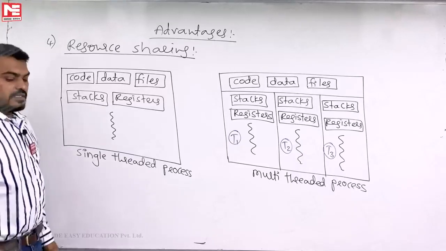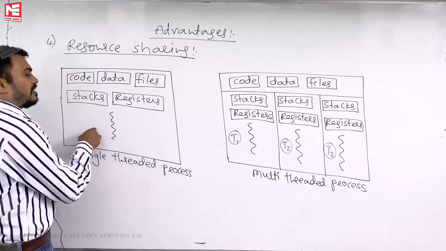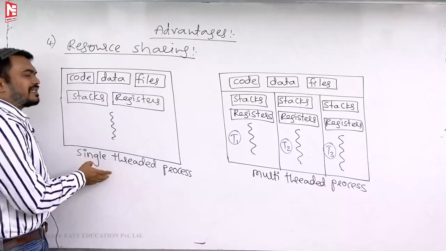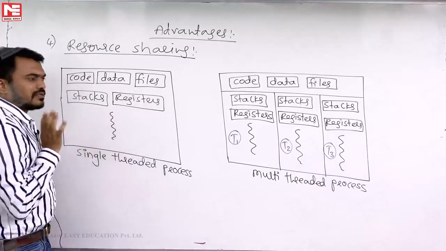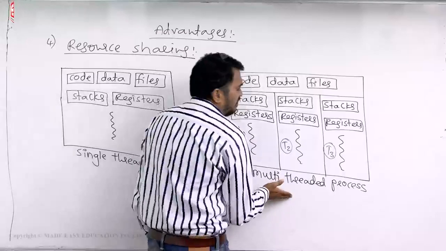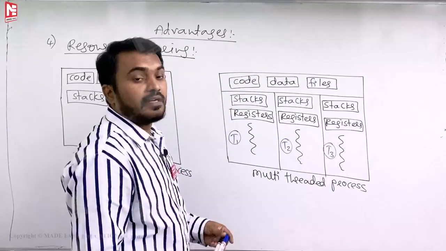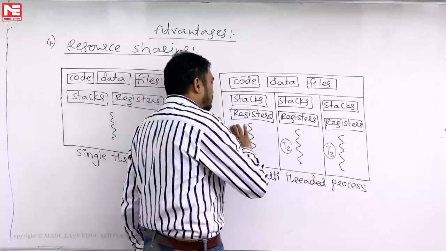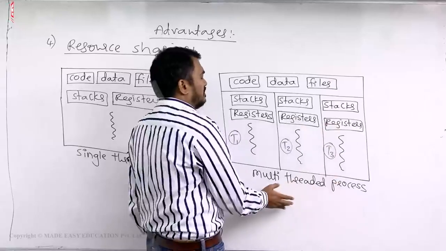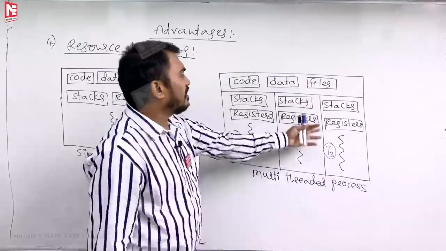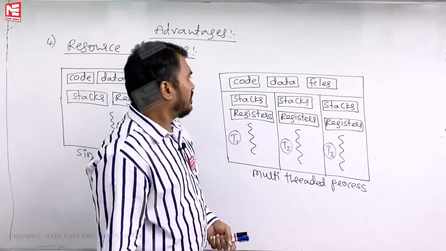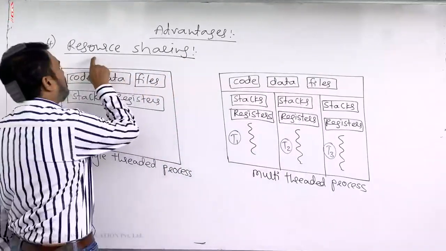Now understand here. This is a single threaded process and this is a multi-threaded process. Single threaded process means it is just like a normal process. But a multi-threaded process means you have multiple threads. Look at this: this is thread 1, this is thread 2, and this is thread 3. So you have multiple threads in a process. Just by looking at this, you can guess what I am trying to say. Look here, what is this heading? Resource sharing.